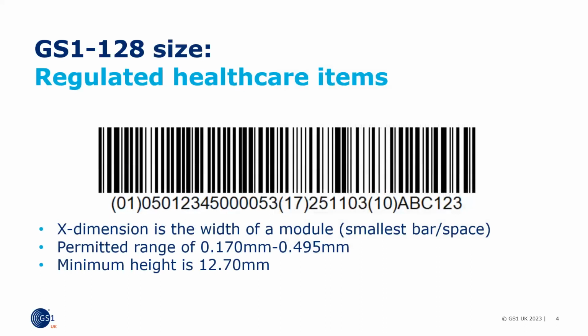Within the GS1 standards, when we talk about size, we talk about the X dimension. For a linear barcode, the X dimension is the width of a module, the narrowest bar or space.